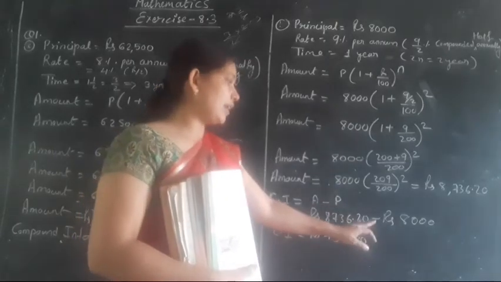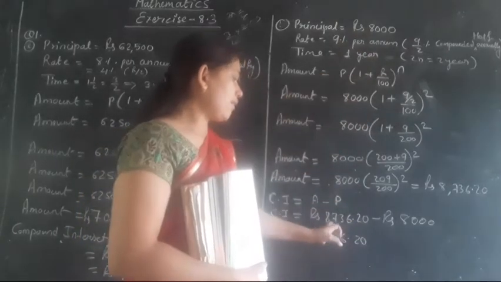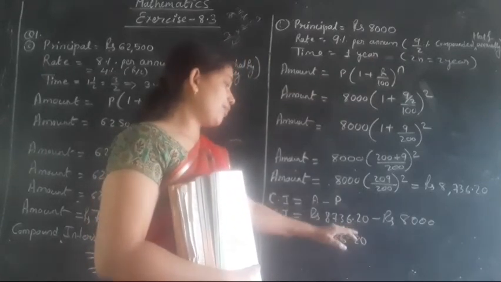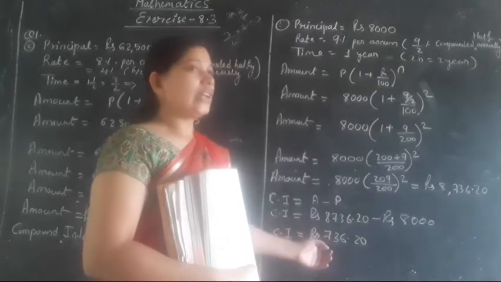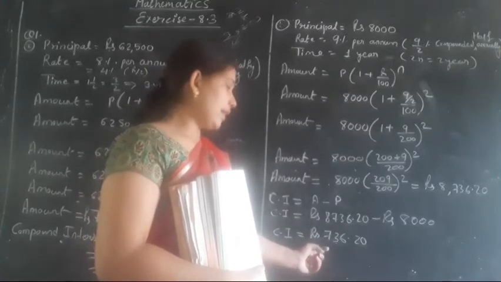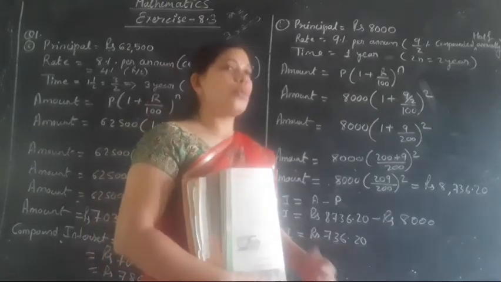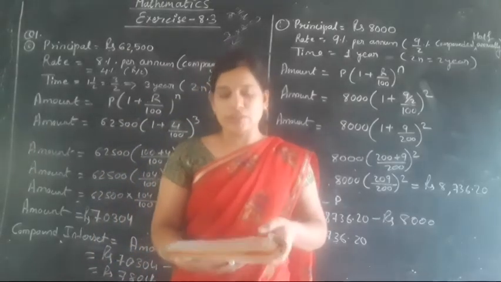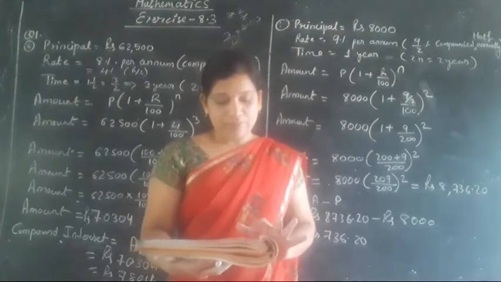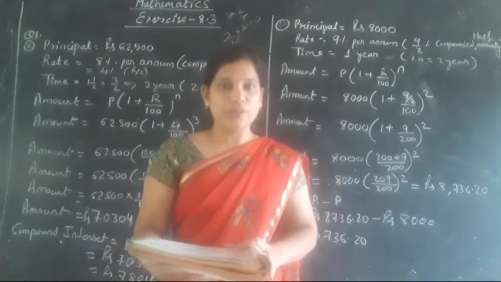We have to find the compound interest, so the amount will be subtracted with the principal. The principal we have is 8,000 and the amount we have is 8,736.20. When you subtract that, you will get the compound interest as 736.20. So here we have completed question number 1 from exercise 8.3. The last E part, try to do on your own.